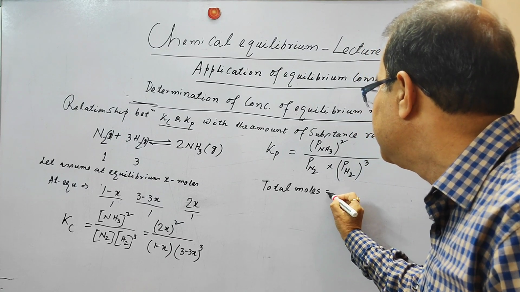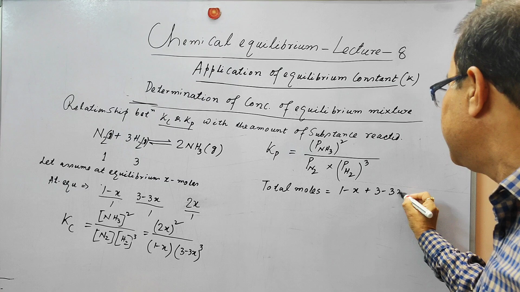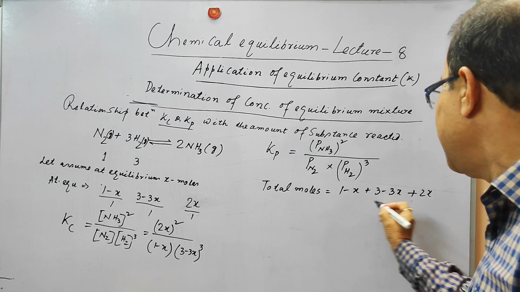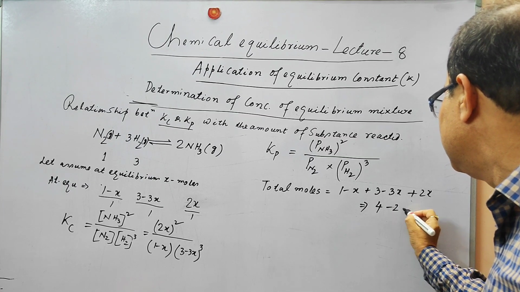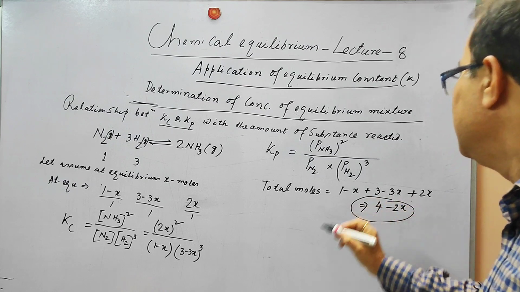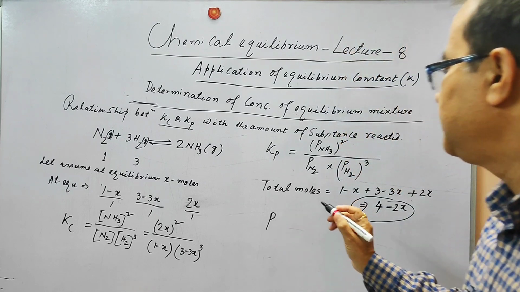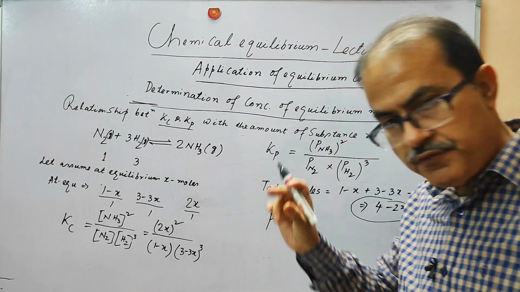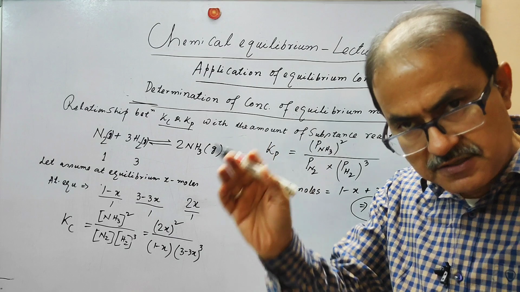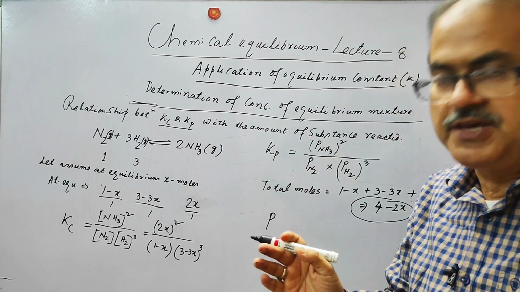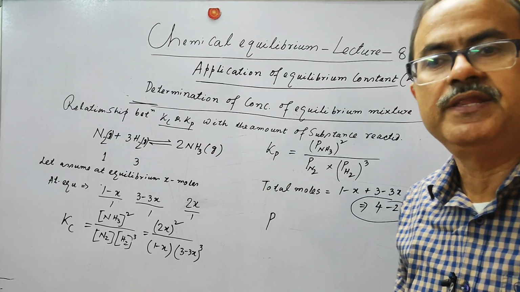Total moles you can calculate: 1 minus x plus 3 minus 3x plus 2x, and it comes to 4 minus 2x. That will be the total mole. And we know partial pressure is basically the mole fraction times the total pressure in the vessel, because this is a gaseous mixture, and in gaseous reactions there will be a specific amount of pressure created by these three gases when they are in equilibrium.